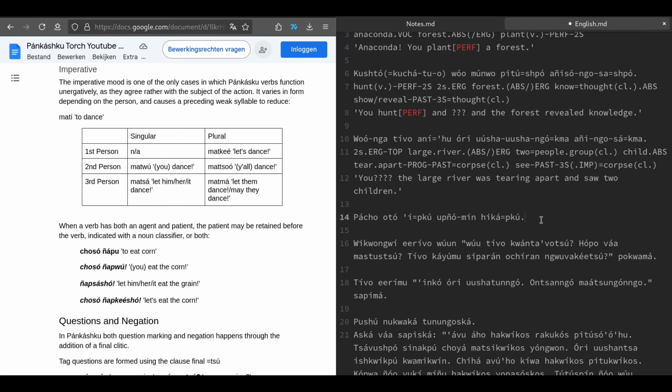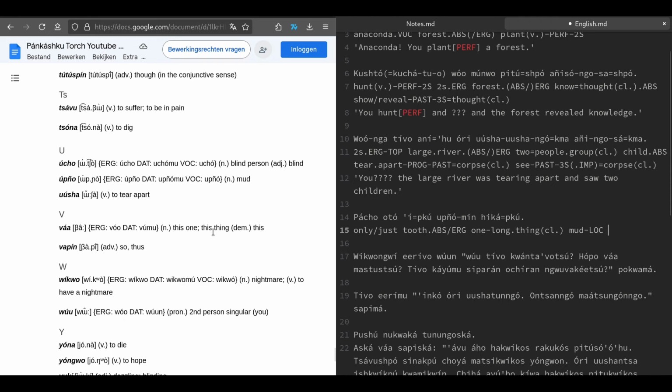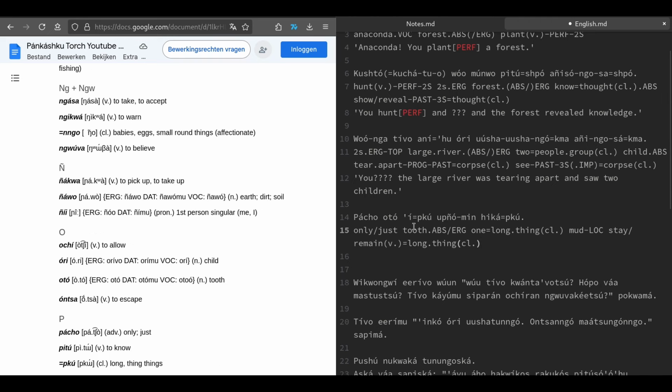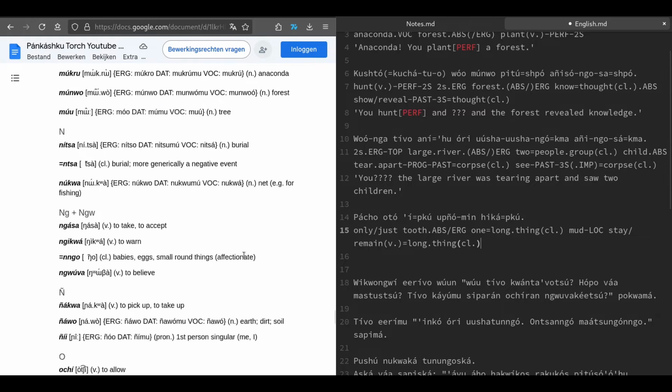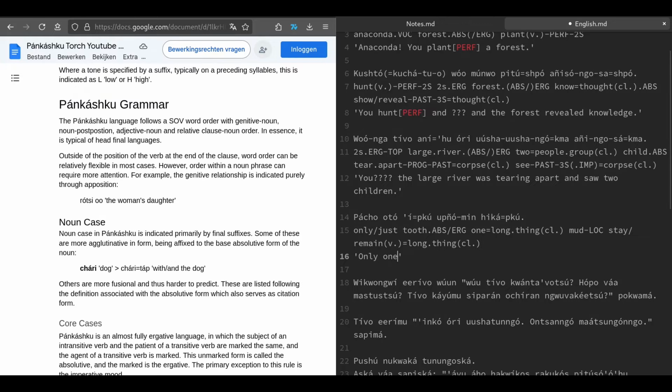Okay, next sentence. Only just 音 입구 읍녀민 히가 구. So I think this is probably like one tooth. So the number comes after the noun, but then here, two people, child. So number comes before the noun. So I guess either is possible, maybe. Only one tooth remains in the mud, something like that.